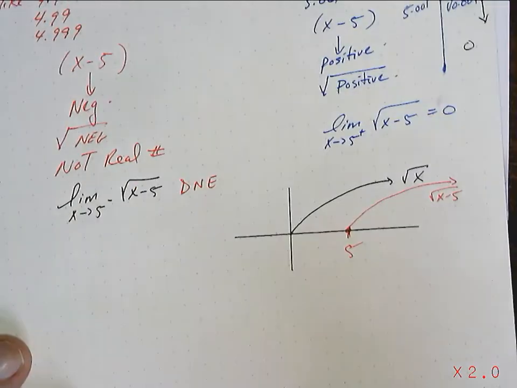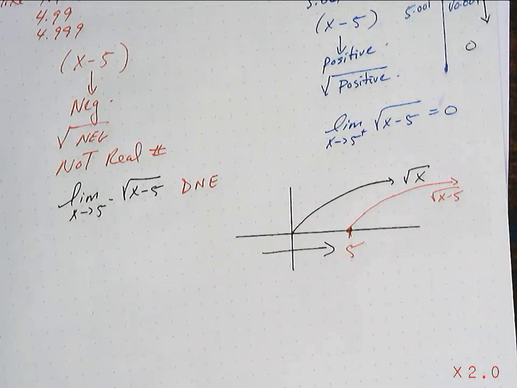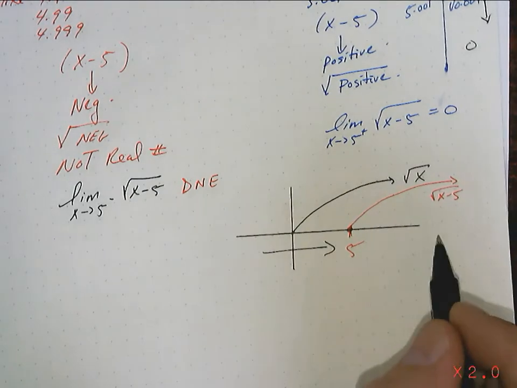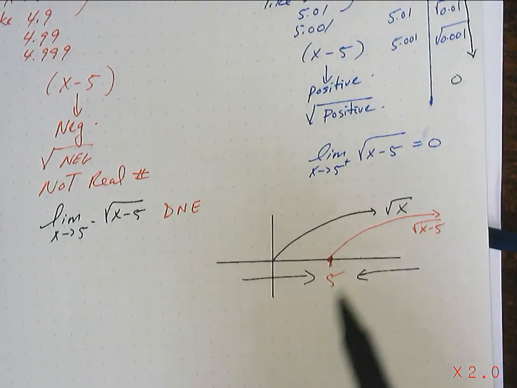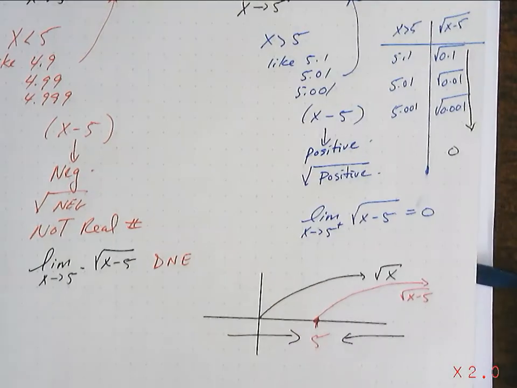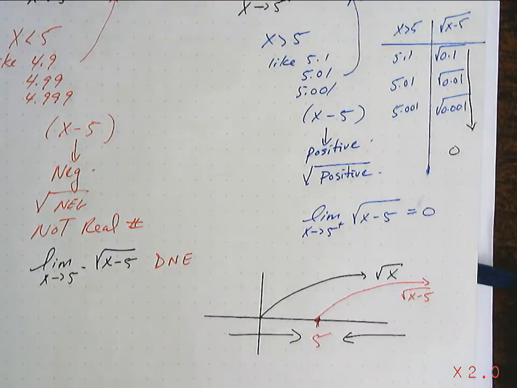So guess what? Everything to the left of 5 cannot be done because it's not defined in the real number system. You're getting complex numbers, so it's not defined. And moving from the left or moving from the right, you see that you're approaching 0. So here's a graphical representation of what I came up with algebraically. Oddly enough, the two match. Go figure. And I want you to be able to do both. It's very important. Okay, I'm going to stop the video there and we'll be back in a moment.